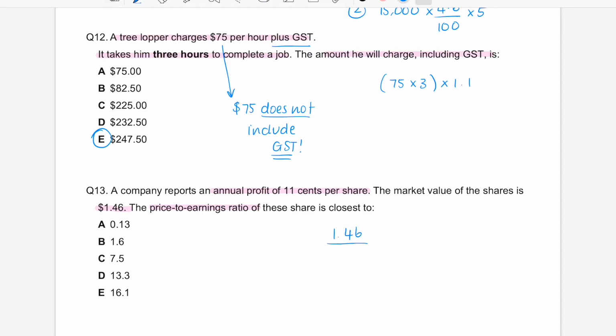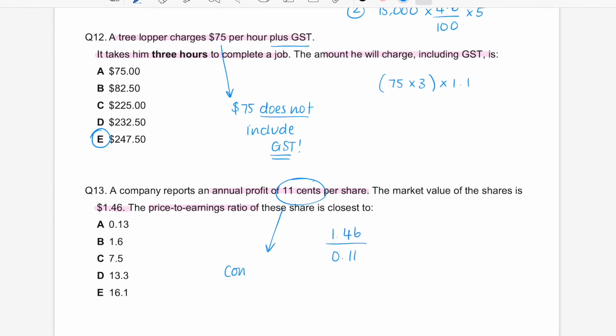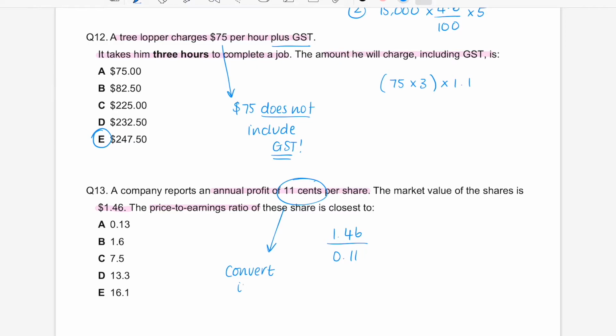$1.46 divided by 0.11. Remember that we need to convert this into dollars. So that would be 0.11. And that will give us an answer of $13.27, which is approximately D.